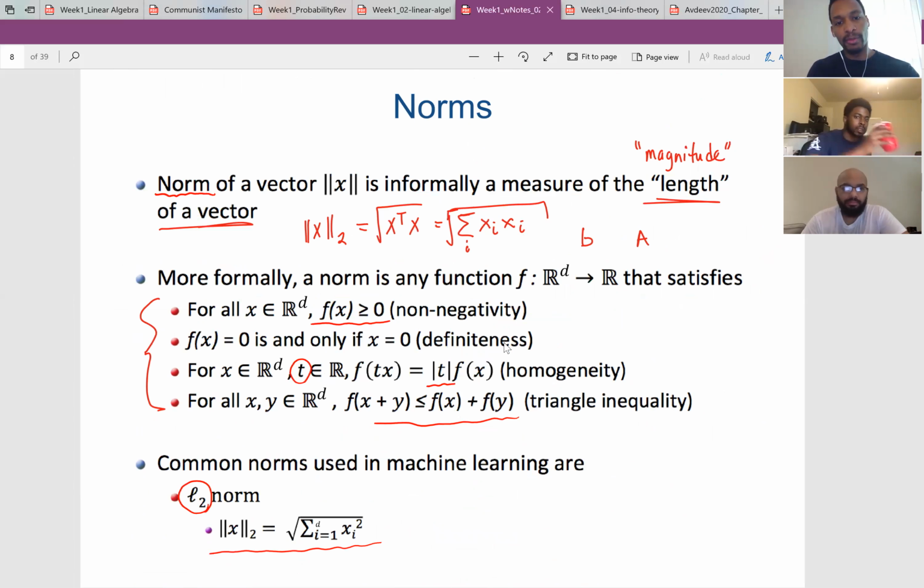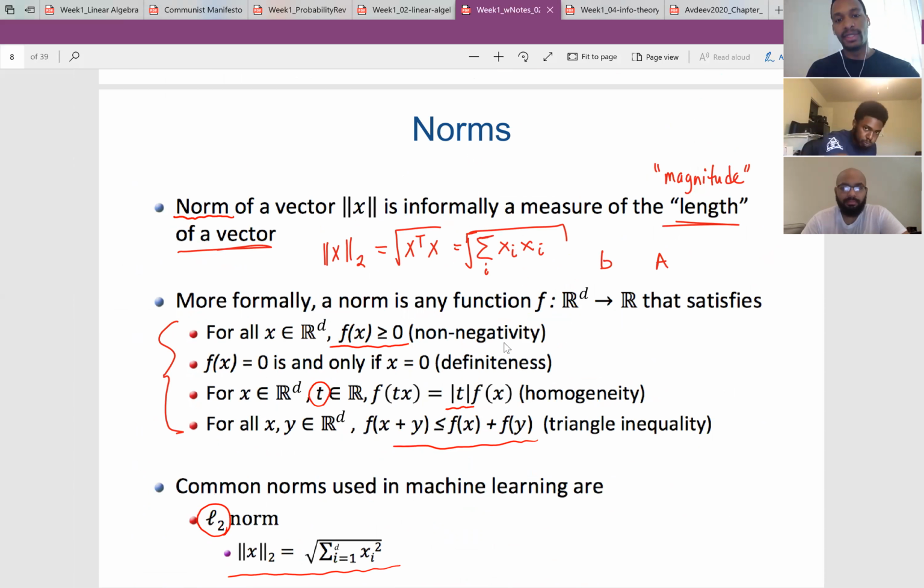Formally, you can define a lot of different kinds of norms, and they just have to satisfy these 4 properties. So you'll see a lot of different kinds of norms out there. But the properties are, for all X, f of X has to be greater than or equal to 0. So the norm of X can't be negative. It has to have a positive magnitude. The norm of X is equal to 0 if and only if the vector X is also 0, so zeros in all the entries.